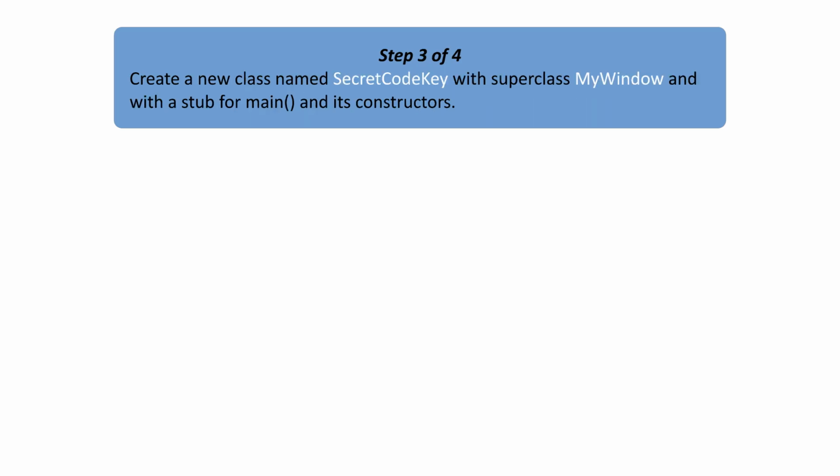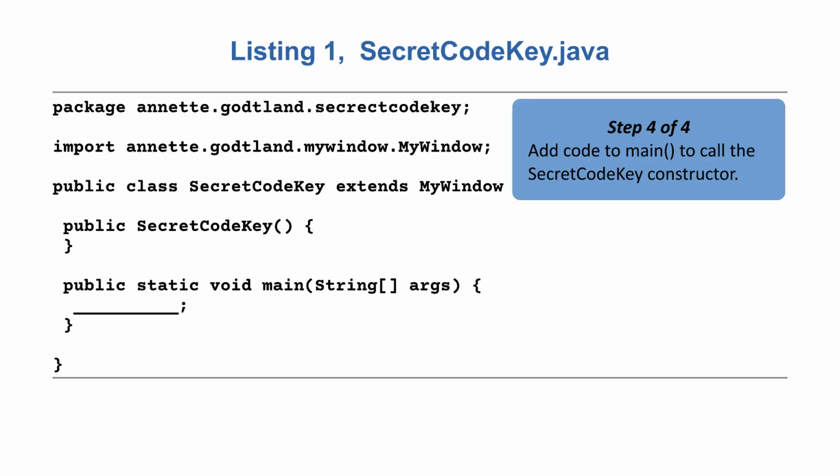Then, create a new class named SecretCodeKey with superclass MyWindow and with a stub for main and its constructors. And finally, add code to main to call the SecretCodeKey constructor. Run it. What happened? It should have opened the DIY window with no contents.